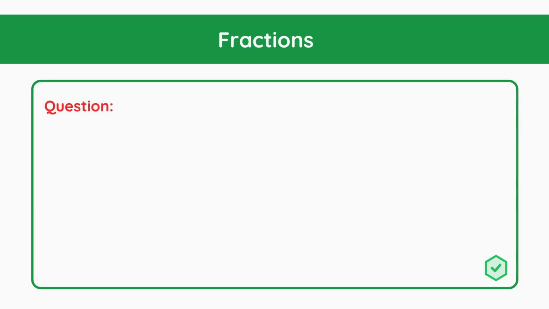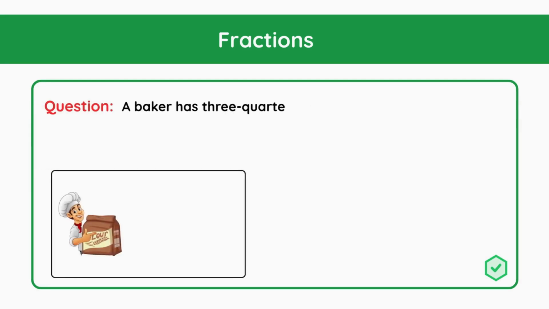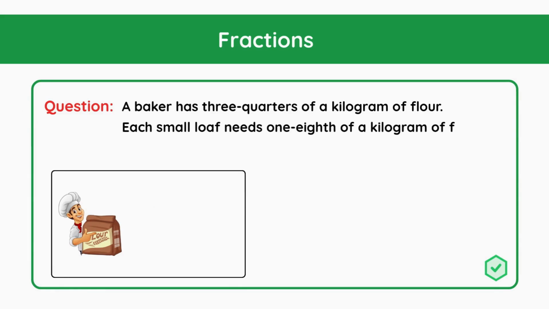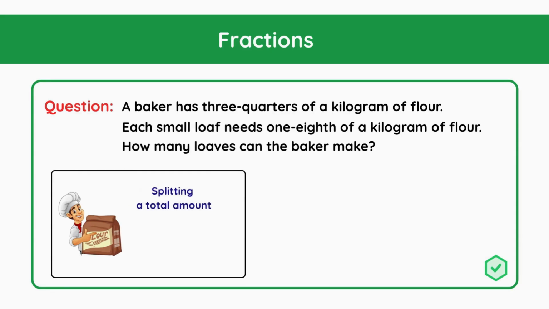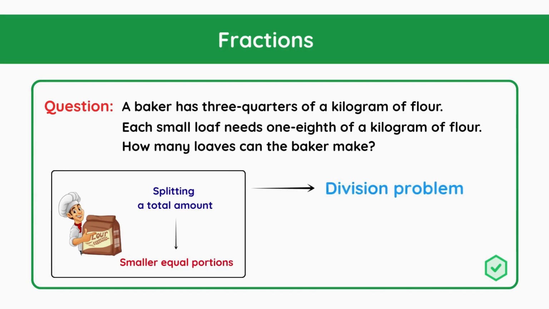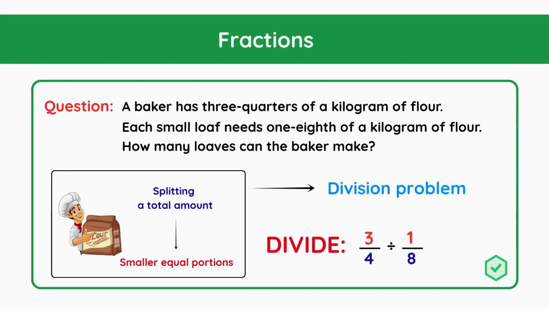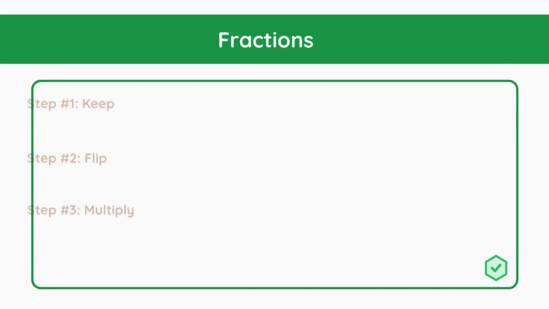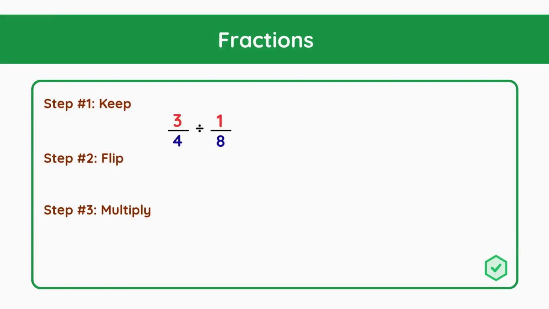Here is the second problem. A baker has 3/4 of a kilogram of flour. Each small loaf needs 1/8 of a kilogram of flour. How many loaves can the baker make? We are splitting a total amount into smaller equal portions, so this is a division problem. We divide 3/4 by 1/8. Using our 3 steps, keep 3/4, flip 1/8 to make 8/1 and change the divide sign to a multiply sign.